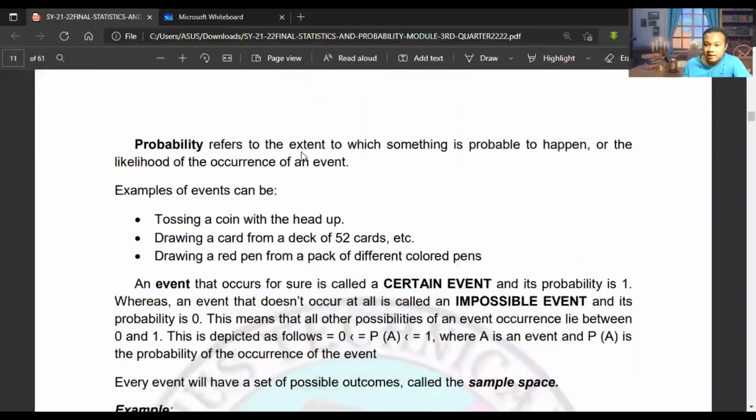Probability refers to the extent to which something is probable to happen, right? So it's a chance, a chance that something will happen. That is the probability. Examples of events can be tossing a coin with the head up. What is the chance that the coin lands heads?